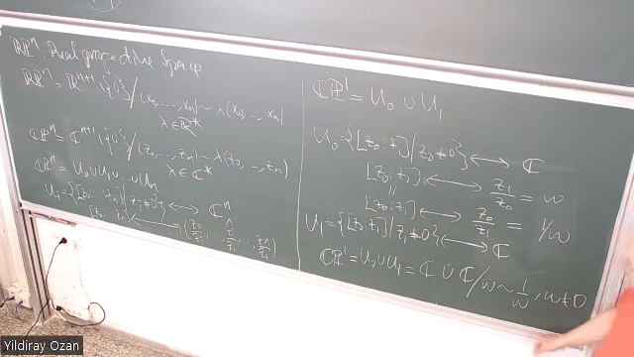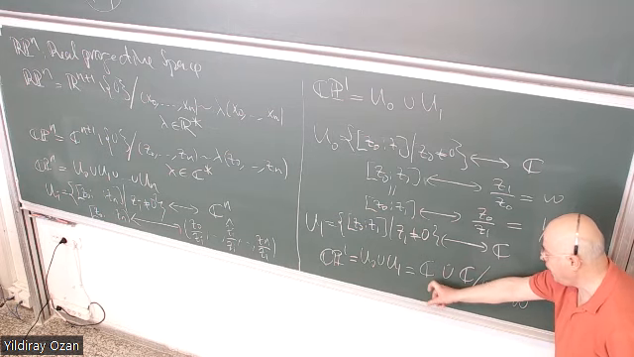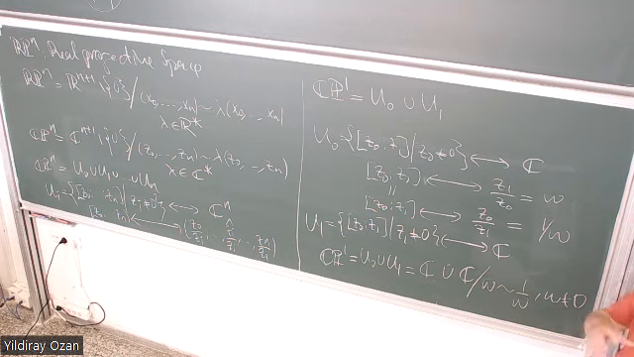So zero here is not identified with anything, but all the other points are just identified with each other.